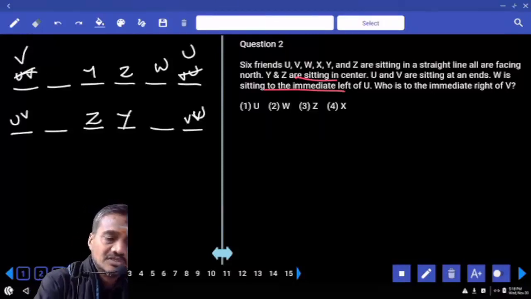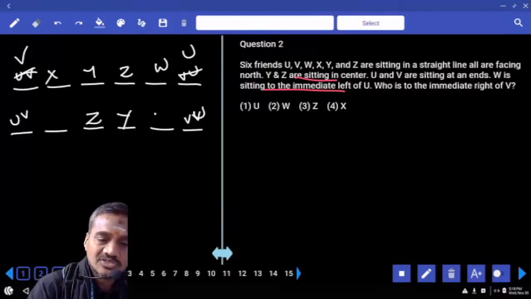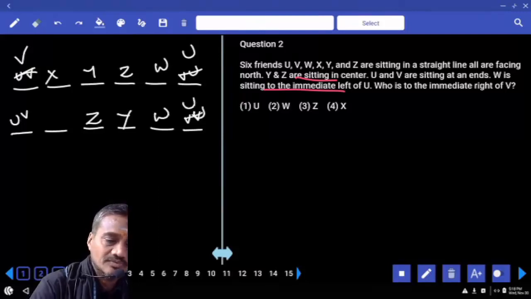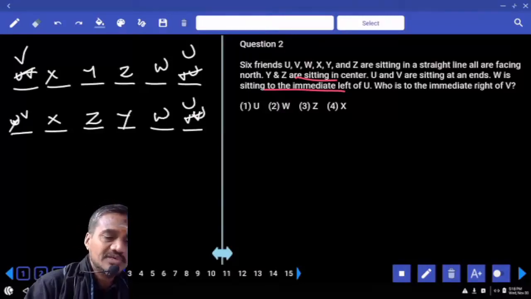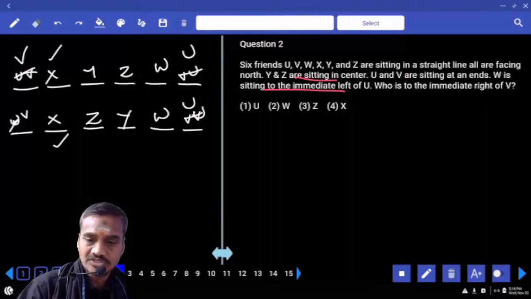Now X is here, and W is to the immediate left of U, W and U, and here X, and this would be V. Then who is sitting to the immediate right of V? V's immediate right is X, here also V's immediate right is X. And so what is your answer? Choice 4, question number 2.